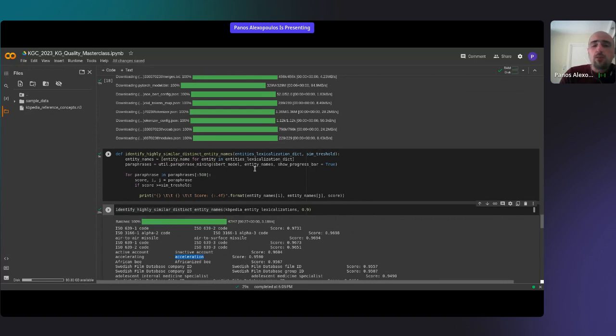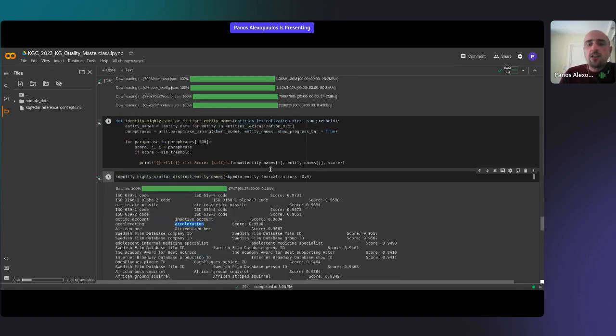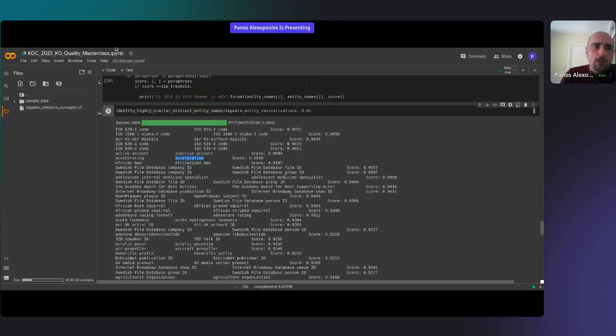So this method can be applied not only with SentenceBERT, but generally with any embedding-based model for similarity. You can even use string similarity if you want, right? But it's very handy and it's very fast. It can very quickly tell you whether you have non-identified duplicates in your knowledge graph. Okay, I will stop this part here. Let me know if you have any questions so far.